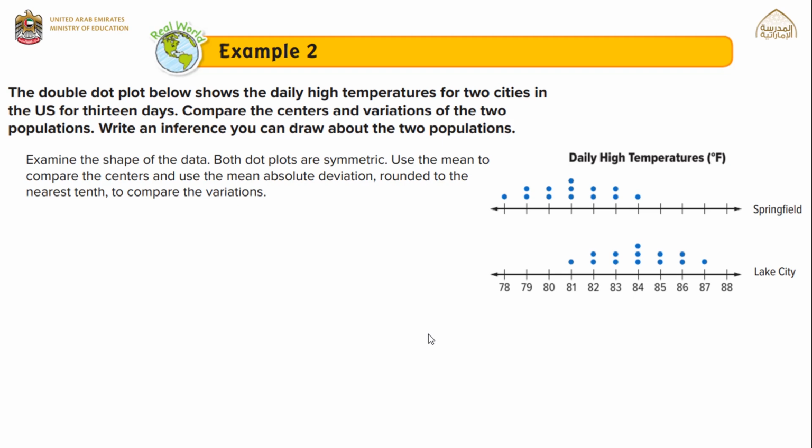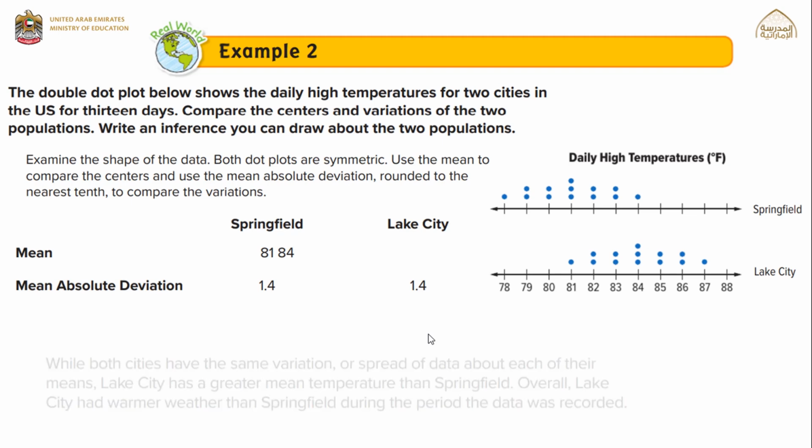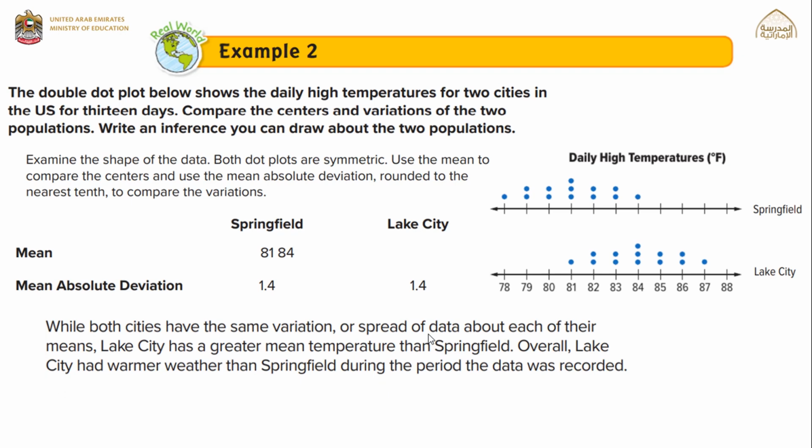So we will start by finding the mean for each data set. The means are 81 and 84 respectively, and the mean absolute deviation is 1.4 for Springfield, and for Lake City it is 1.4 as well. While both cities have the same variation or spread of data about each of their means, Lake City has a greater mean temperature than Springfield. Overall, Lake City has warmer weather than Springfield during the period the data was recorded.